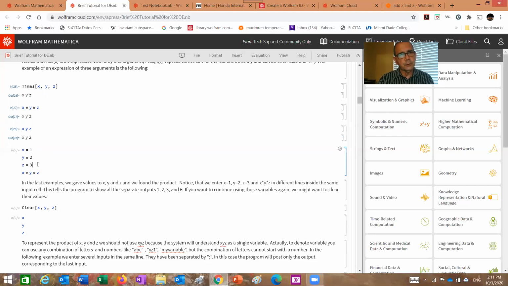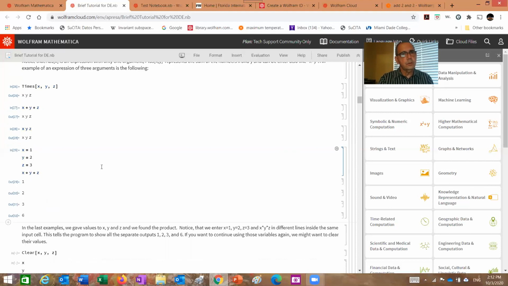So in all these inputs together, I make x equals 1, I make y equals 2, I make z equals 3, and I find x times y times z. When you put the cursor, notice that there is only one cell for the whole thing. If you put the cursor at any position and you press shift enter, you get the outputs one by one. So the first output is the one corresponding to the first input here.